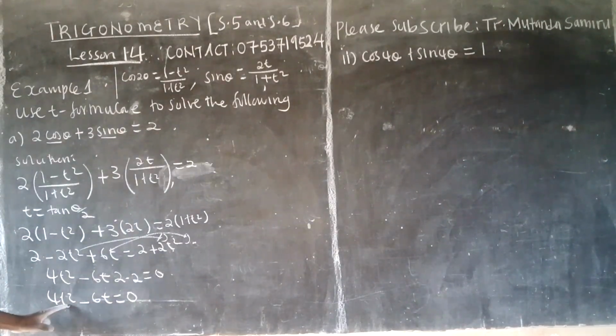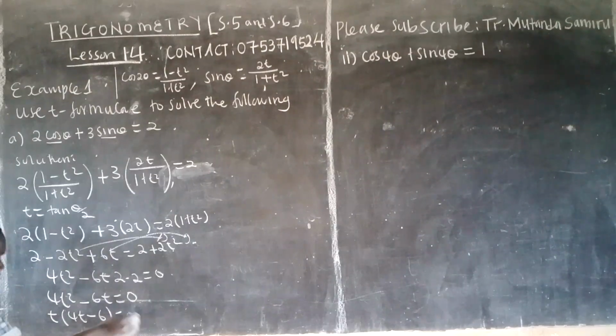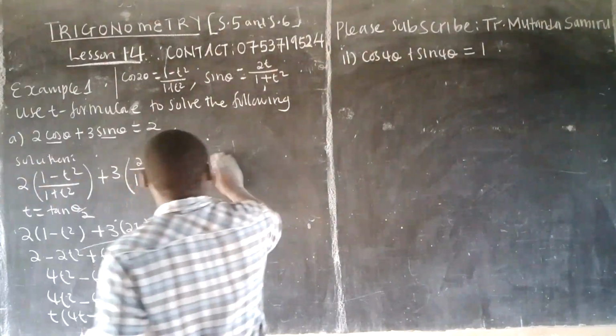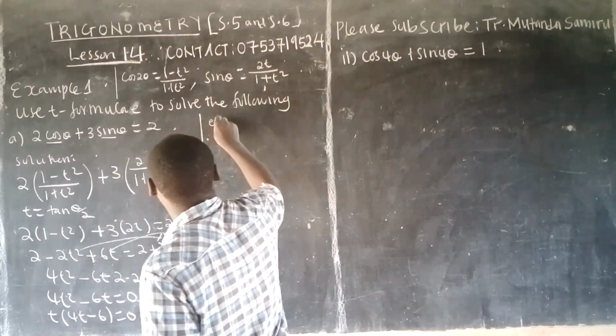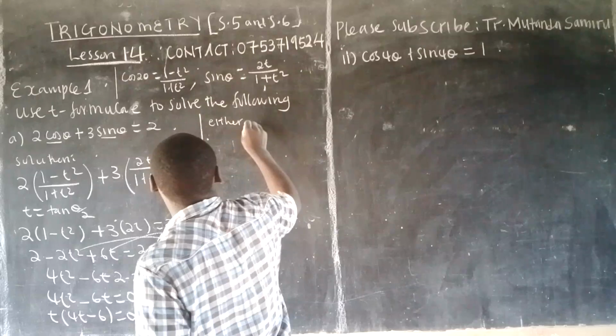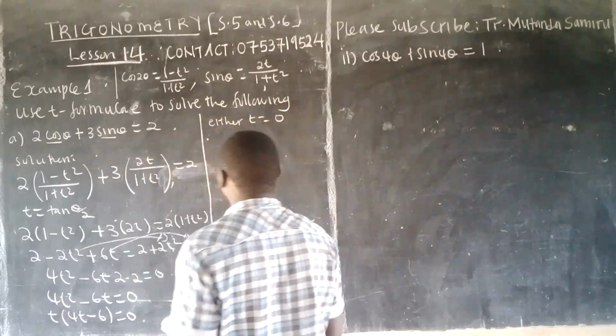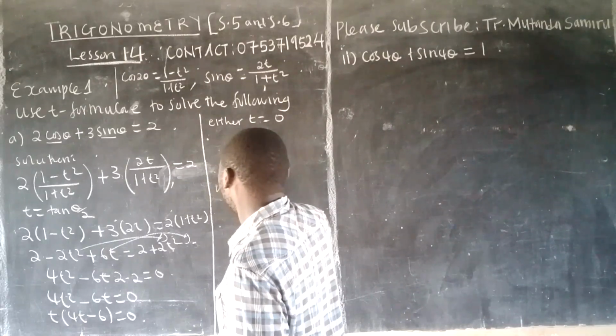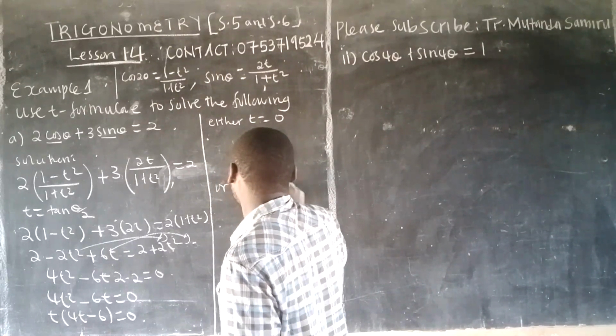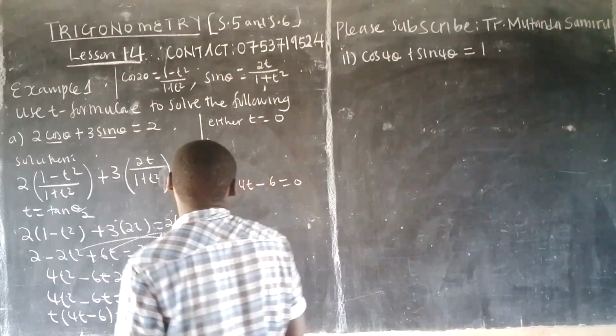You're going to factorize. That will be t into 4t minus 6 is equal to 0. We have factorized it. Now the first point I will say, either t is equal to 0. That's the first point. Then the second point is or 4t minus 6 equals 0. We shall be getting the answers for that.